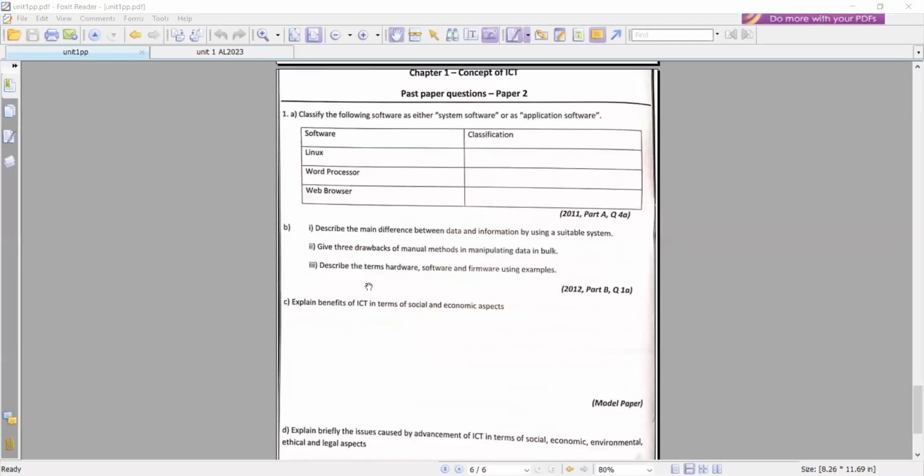Then describe the drawbacks of manual methods in manipulating data in bulk. If you are using a manual method, what are the problems? You get data duplication, which means the same data can be repeated again and again. Then it is not accurate. Then the system will get slow. That is a drawback. And it needs more capacity, or a larger space to keep the data. That is also a drawback or disadvantage.